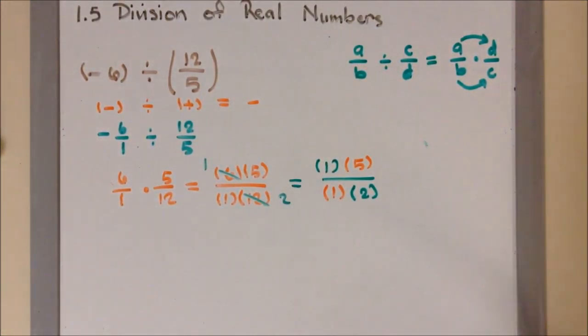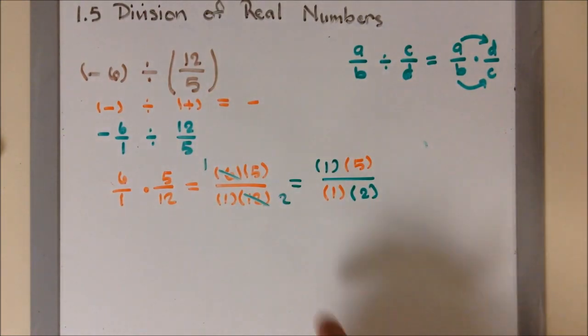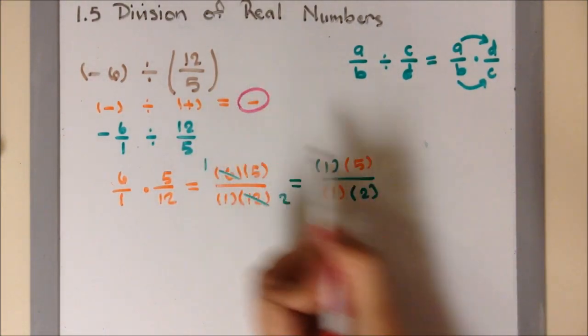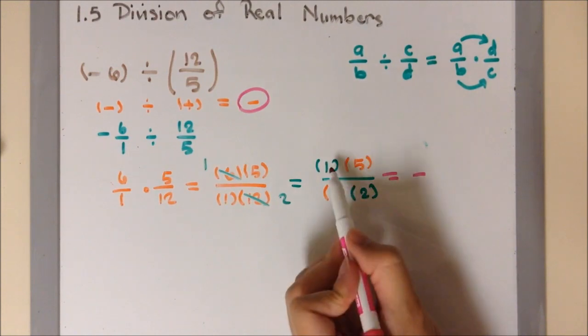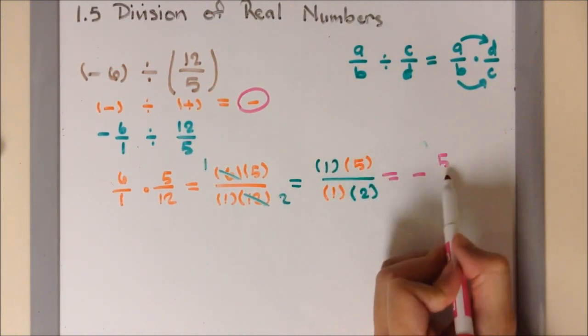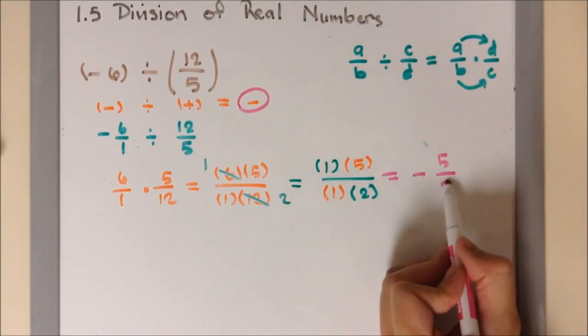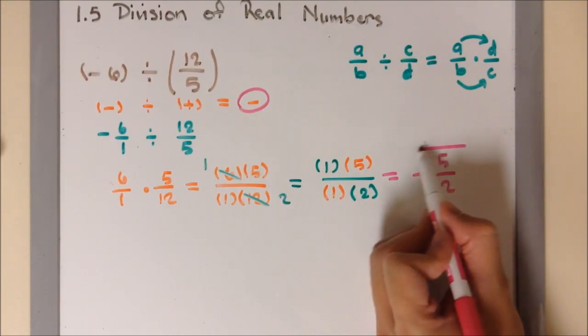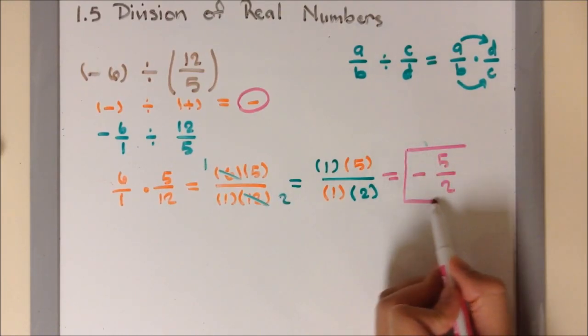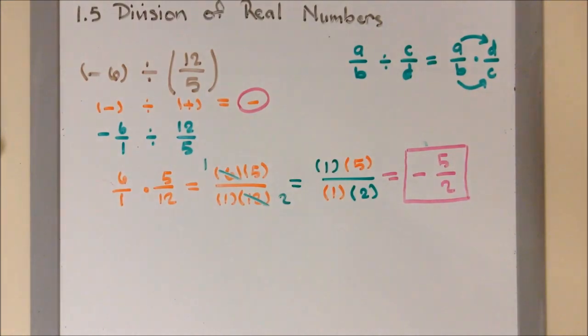Alright. I'm going to multiply the top. Now remember, that's negative, so our final answer will be negative. 1 times 5, 5. 1 times 2, 2. So our final answer is negative 5 over 2. That's our final answer.